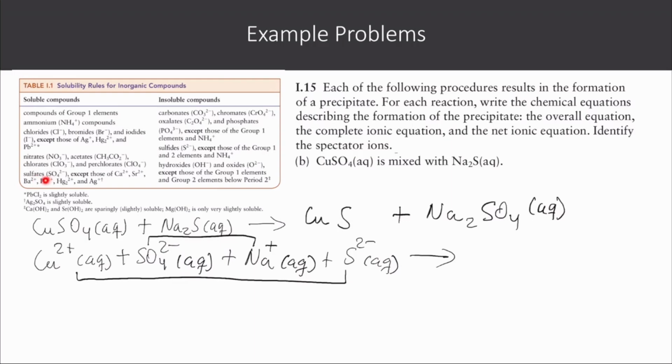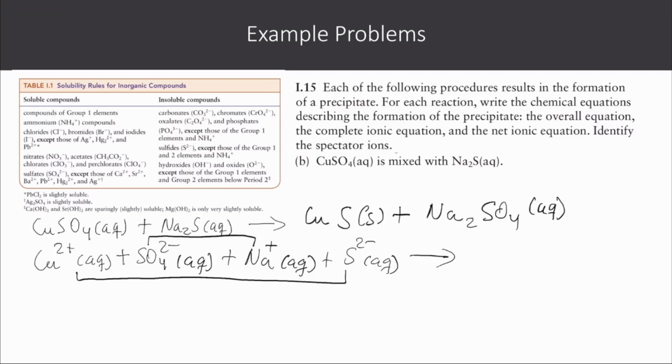Here for sulfates, sulfates are soluble except for calcium, strontium, barium, lead, mercury, and silver. But sodium is from group 1, so it's not an exception. So this is soluble or aqueous. For the case of copper sulfide, sulfides are insoluble except for those from group 1 or 2, or the ones that contain the ammonium ion. So copper is not an exception, so this is insoluble or solid.